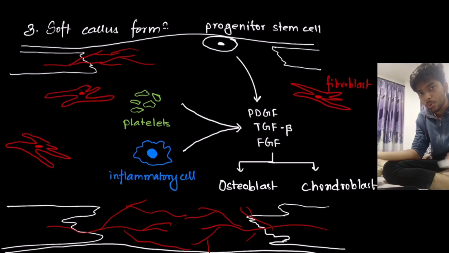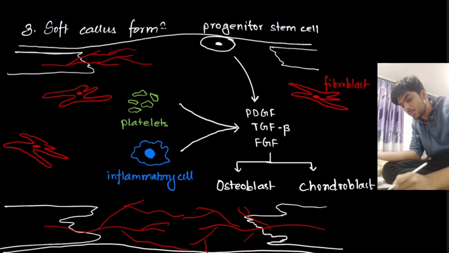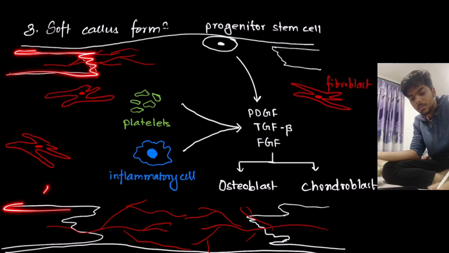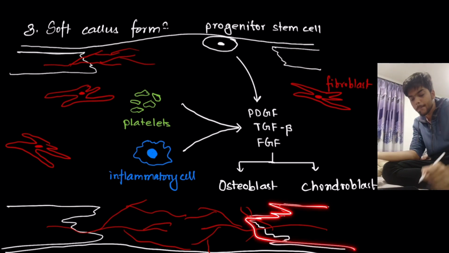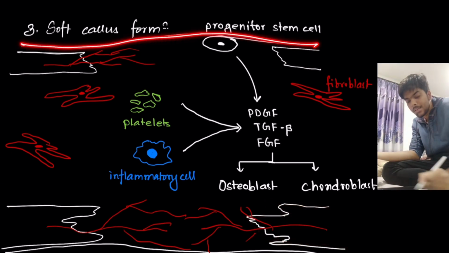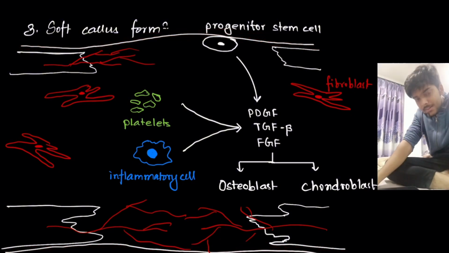This right here is the same broken bone, but I have kept it horizontally. So here's the broken end of the bone. Here's one end of the broken bone, and here's the other end of the broken bone. The bone is covered by periosteum. Okay, so at the end of the second stage, that is the inflammatory stage, what do we get? We get platelets that were responsible for the formation of the fibrin meshwork that is holding the two ends of the broken bone together.